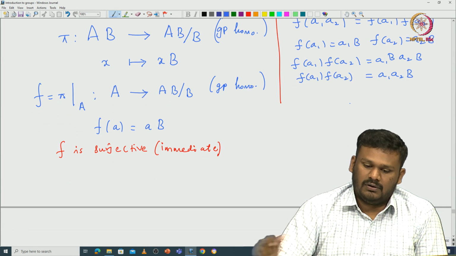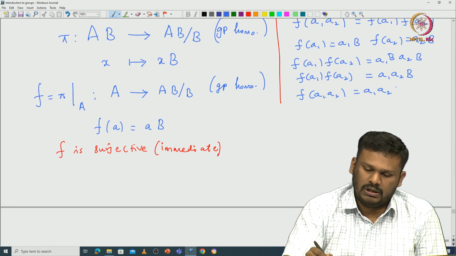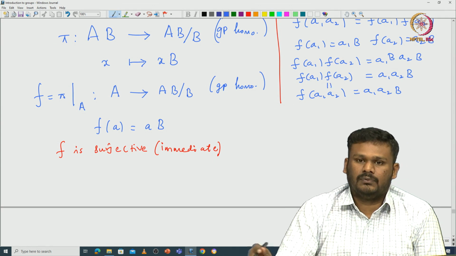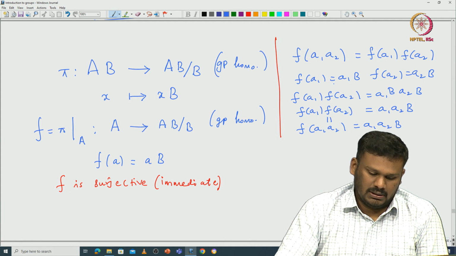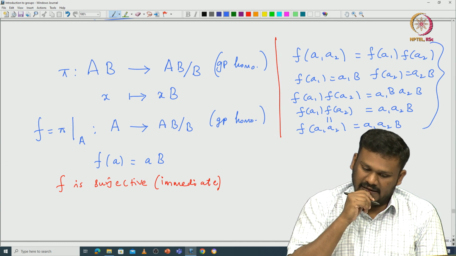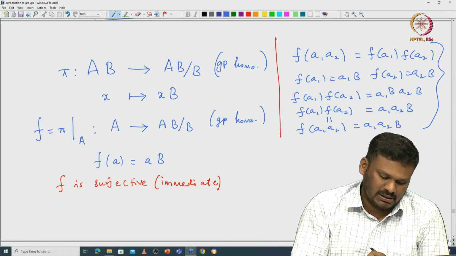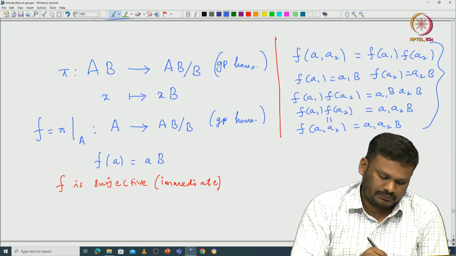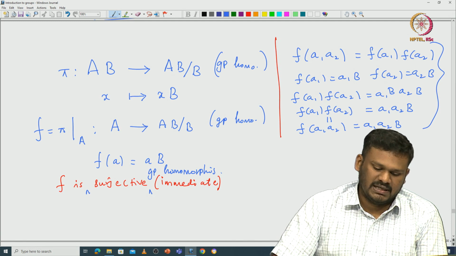But what is F of A1 A2? By definition, that is exactly A1 A2 B. So, these two are equal. Actually, this is just a restriction of a group homomorphism, so I unnecessarily verified it. It is immediate that F is also a group homomorphism, a surjective group homomorphism. Okay, two things are verified.